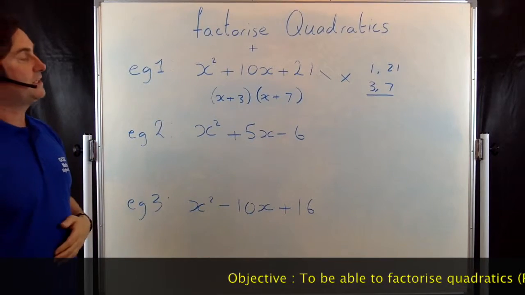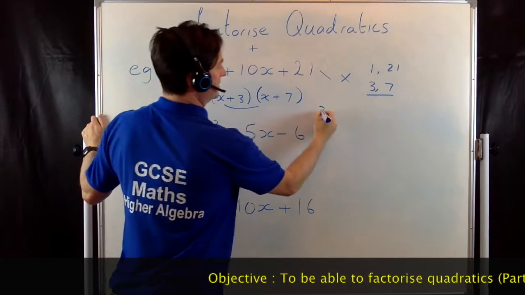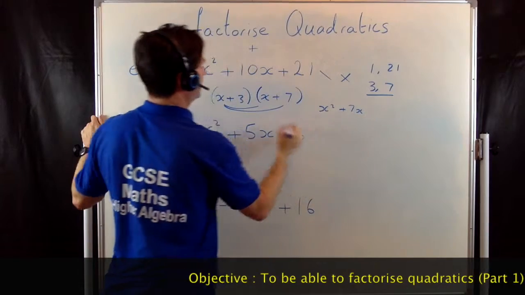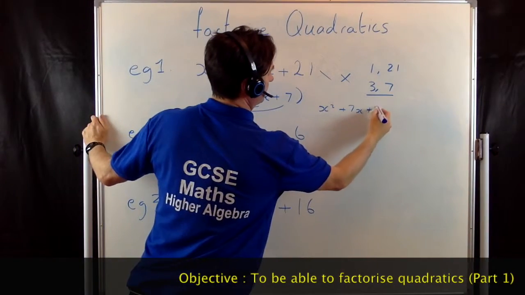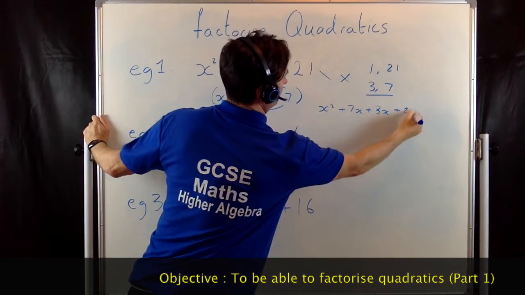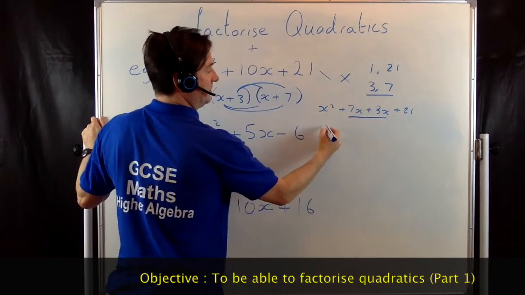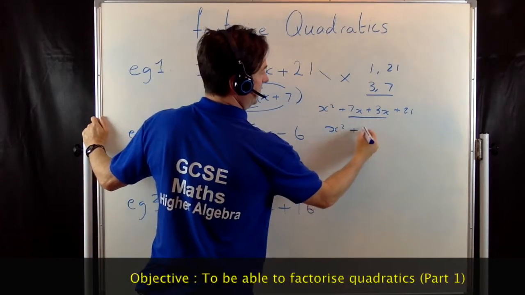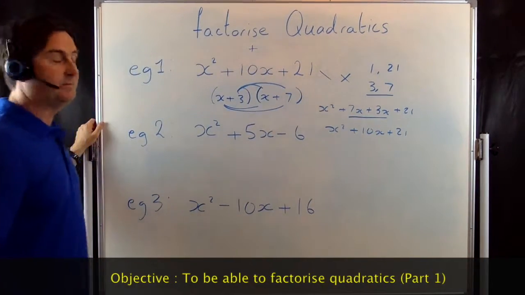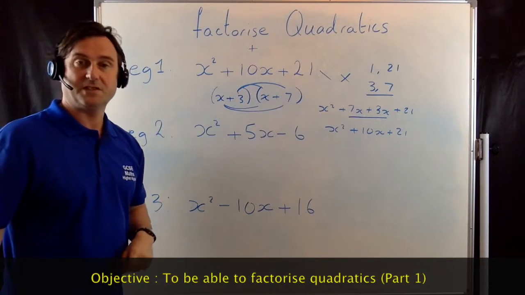I could then multiply this out to check that I've done that correctly. So if I expand the brackets, x times x gives me x squared, x times 7 gives me a positive 7x, 3 times x gives me positive 3x, and then 3 times 7 gives me positive 21. You should be able to see that these two in the middle will simplify to give you x squared plus 10x plus 21. So that's just a way of checking. So first one, that quadratic factorised to x plus 3, x plus 7.